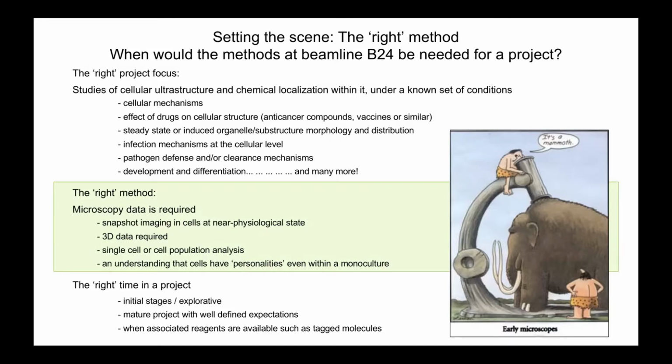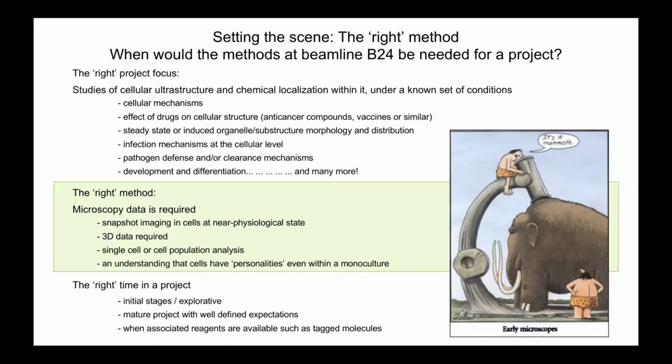The other thing is that 3D data needs to be required. So you need to have an intrinsic requirement for your data to be represented in 3D. Now, cells are not two-dimensional. They're three-dimensional, so that's well suited. But if 2D data is required, then I can recommend a number of other methods that will give you higher resolution, but you lose the third dimension. And then you need to be looking into single cells and sometimes cell populations.